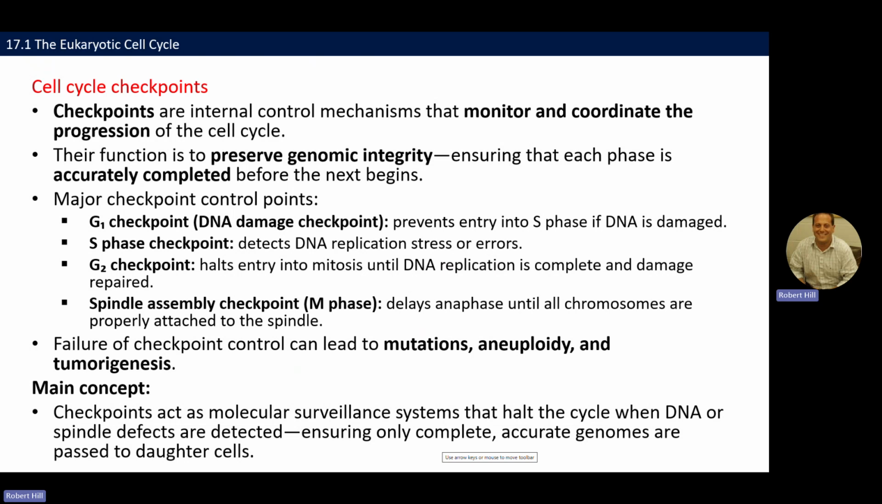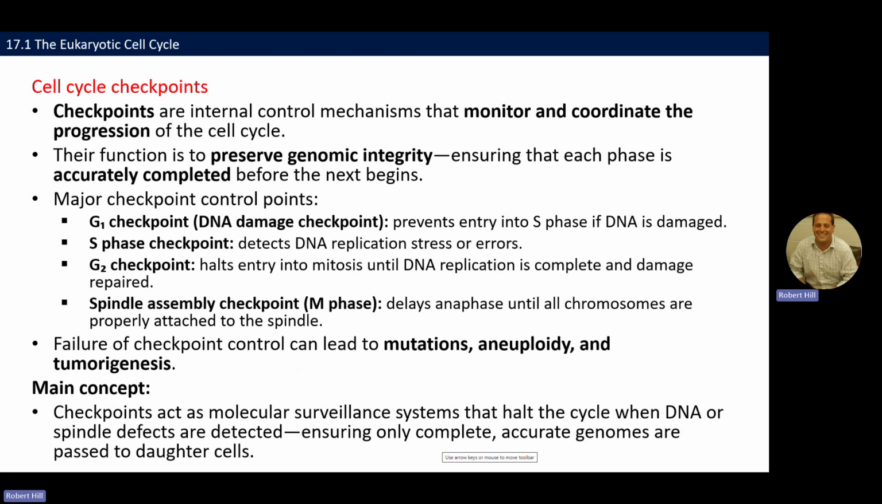So there's the G1 checkpoint. This is a DNA damage checkpoint, and it prevents entry into S phase if DNA is damaged. The S phase checkpoint detects replication stress or stalled forks. The G2 checkpoint prevents entry into mitosis until DNA replication is complete and damage is repaired. And then finally, there is a spindle assembly checkpoint, which is during M phase, that ensures chromosomes are properly attached to the spindle before anaphase begins.